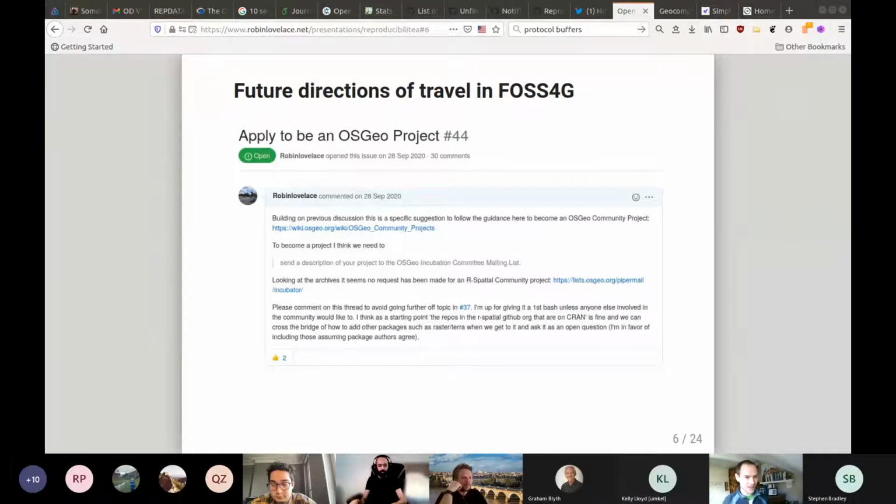A good example of this is something that I've proposed. The R spatial community is certainly growing, more and more people are using it, but we are not very well integrated as a sub-community into the wider process. So we have recently sent a letter to OSGeo saying, can we link up here? And I think this is a really great example of integration within the open source community.